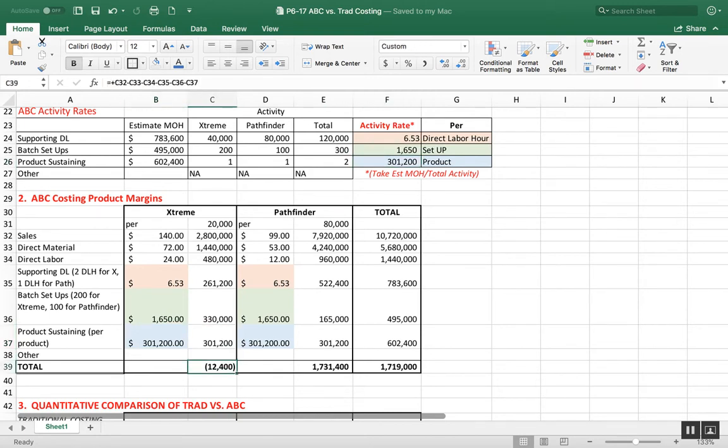And then I take my sales, I subtract all of these costs, and now look at this, the Extreme boot doesn't seem like such a good idea anymore. Okay, let's move on to the Pathfinder.